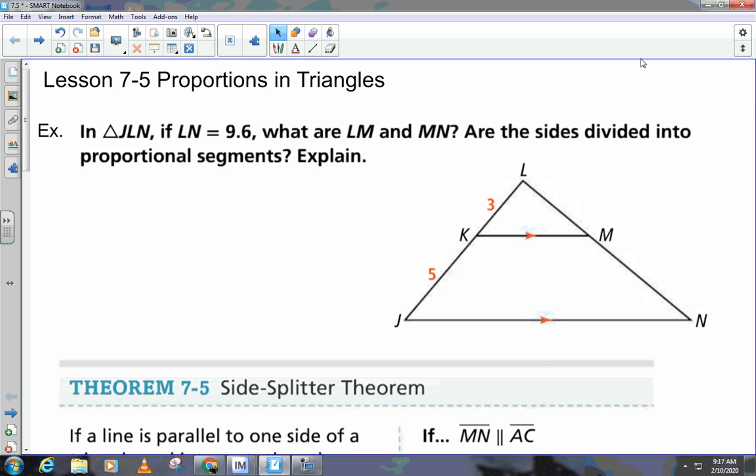And so we want to look at this first example here. It says that in triangle JLN, if LN is 9.6, so this whole thing here is 9.6, what are LM and MN? Are the sides divided into proportional segments? So I'm looking for this length and I'm looking for that length, okay?